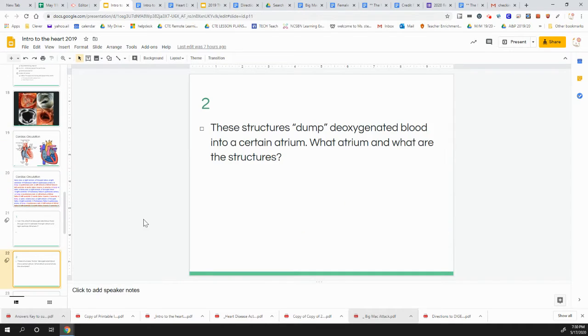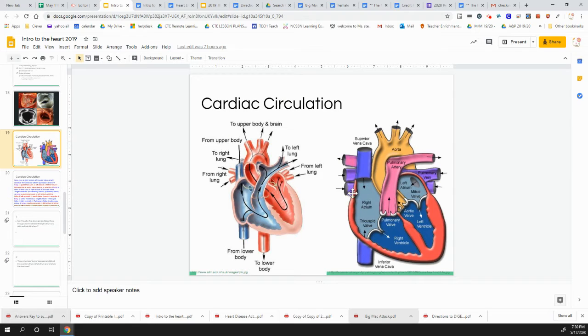And you continue to go through each question. The structure dumps deoxygenated blood into a certain atrium. What atrium and what are the structures? So where does deoxygenated blood go to? Is it the right atrium or the left atrium? And what is the structure that dumps it in? So you're going to look here again, find the right atrium, find the name of these structures that have the arrows pointing into the right atrium. What's that structure? All right, that's assignment number 1.